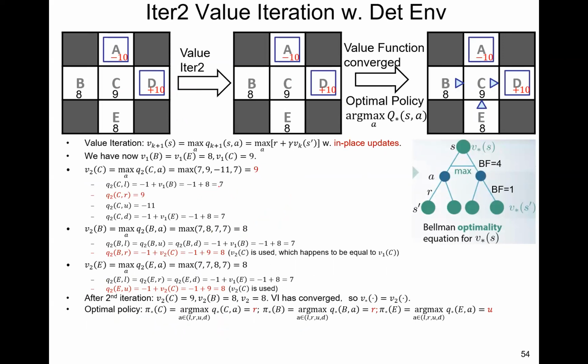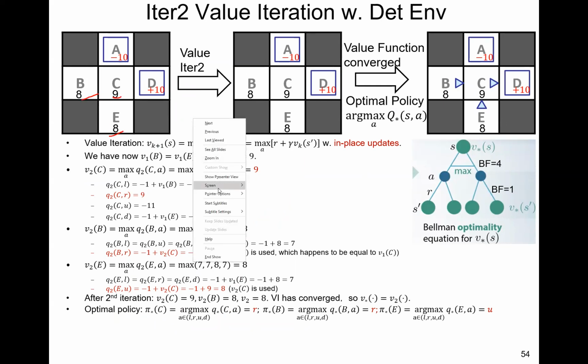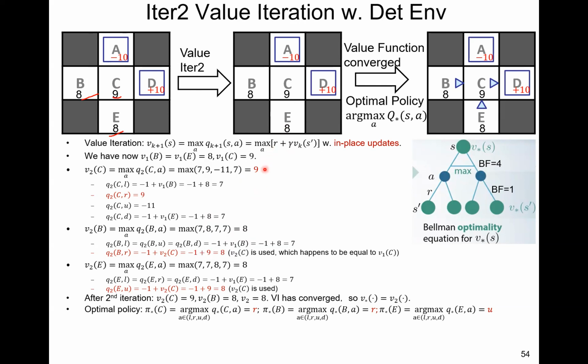To plug in the previous values of 8, 9, 8 and solve for the new values, which is again 8, 9, 8. So the values have converged. Now that it's converged, we can derive the optimal policy with the triangle arrows, using the argmax operator.